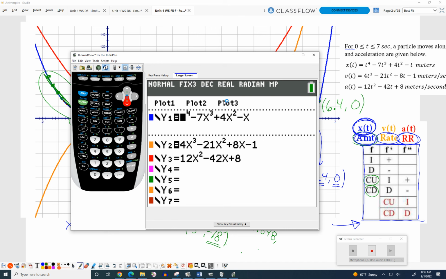There's a simple phrase you can use. You can simply say, if the position graph is decreasing, the particle is moving left. If the position graph is increasing, the particle is moving right.